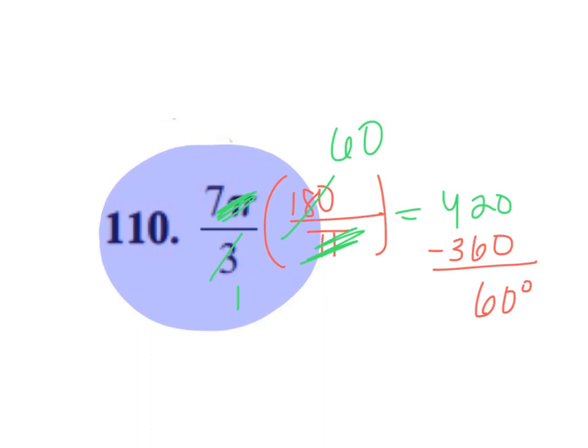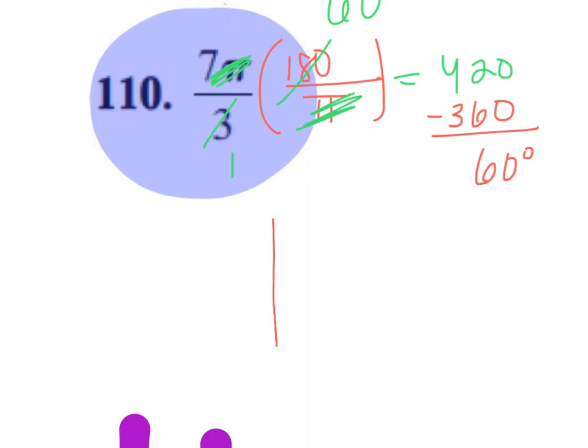Where is 60 degrees? In what quadrant? The first quadrant. That means everything is positive. It's somewhere here in the first quadrant. I'm going to draw my triangle. This is my reference angle, this is my 60 degrees.